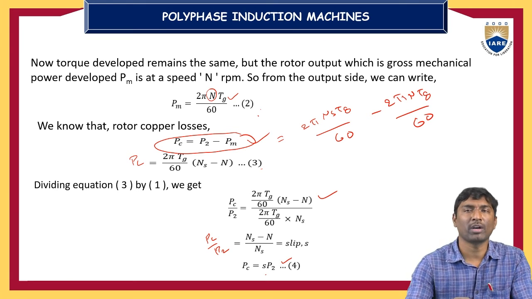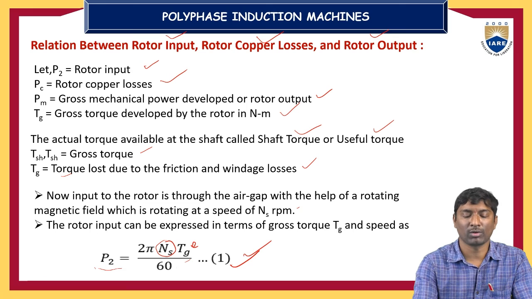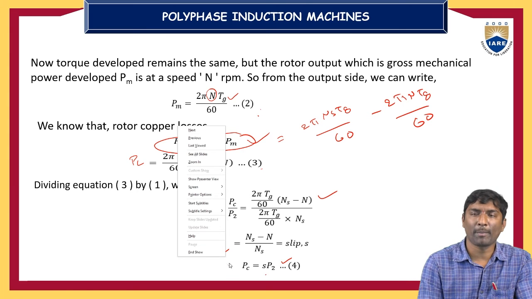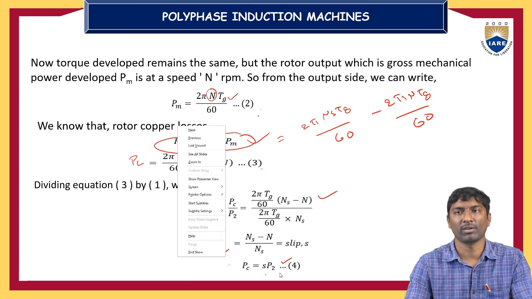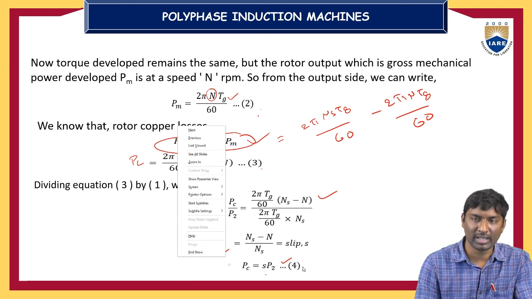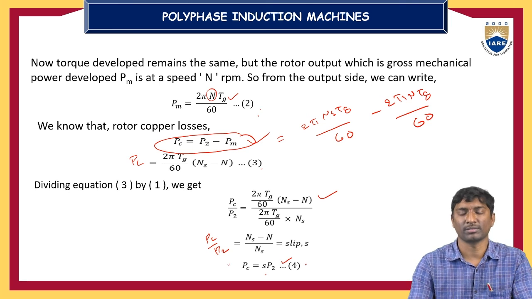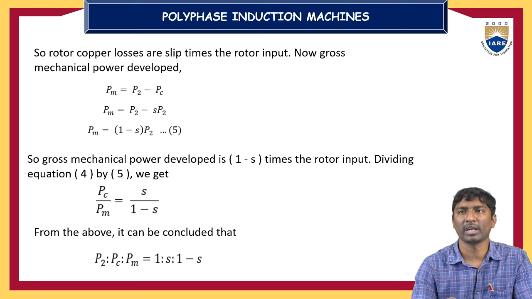So what I'm finding here is the relation between the rotor input power, the rotor copper losses and the rotor output power. We derived that the rotor copper losses are equal to slip times the rotor input power. This is the fourth equation: the rotor copper losses are slip times the rotor input.